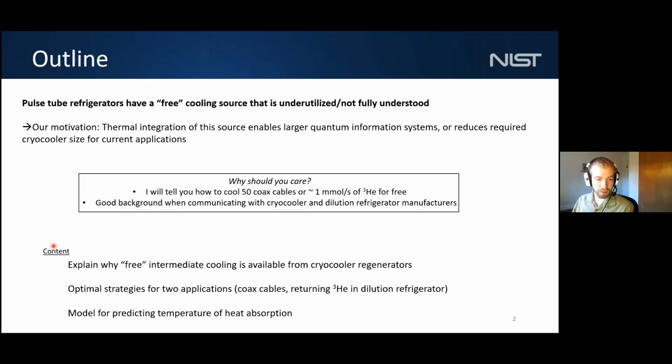And then the actual content of this talk will be, first I'll explain why there is this free source of intermediate cooling from regenerators. I'll talk about two applications, those I've already mentioned, cooling coaxial cables down to base temperature and then cooling returning helium-3 in a dilution refrigerator. And then I'll briefly touch on a model for predicting temperature of heat absorption.